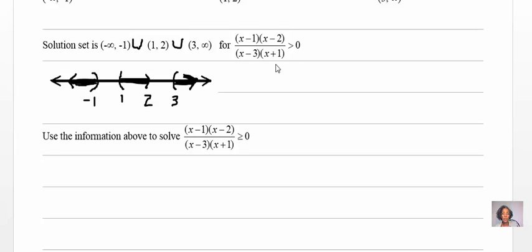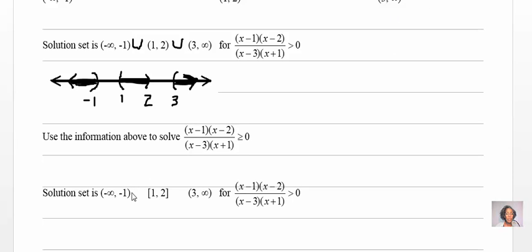That's always undefined. So in the case of a rational inequality, when my symbol changes from a greater than to a greater than or equal to, I only include the boundary points that make the numerator 0. So let's look at the solution set for this. I still have all numbers less than -1, but now I unite that with all numbers between 1 and 2, including 1 and 2. And those two intervals get united with all numbers bigger than 3.